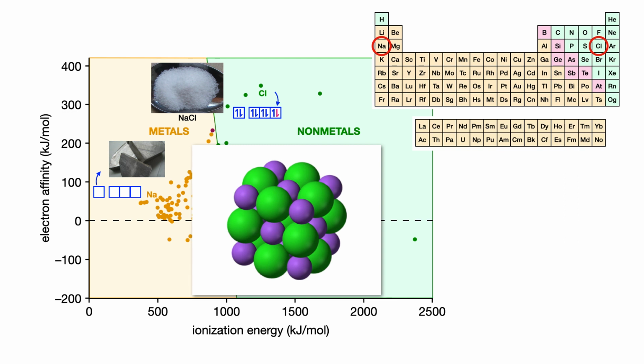And ionic solids like sodium chloride tend to be much more brittle than metals. They don't deform as easily. They tend to break rather than deforming. And also, because those valence electrons are now locked up in the chloride ions, ionic solids like sodium chloride cannot conduct electricity. They are electrical insulators.